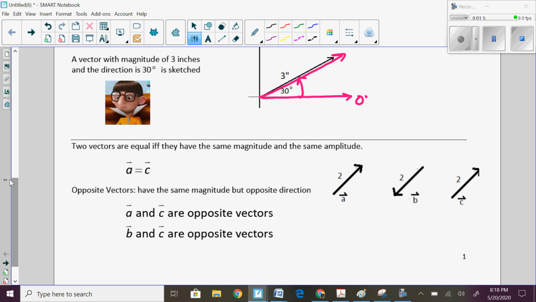Vectors can be equal, but they have to have the same magnitude and same amplitude. So if you notice, A and C are facing in the same direction and they are the same length, so they are equal. Opposite vectors are the same length, but they're going in the exact opposite direction. So there's a 180-degree difference there.